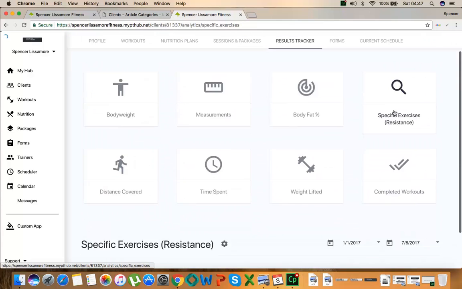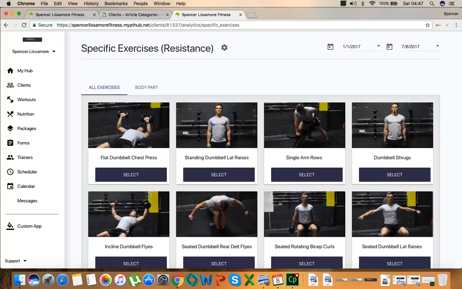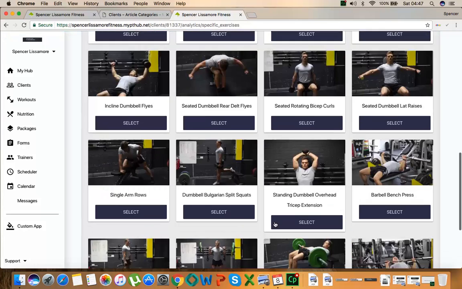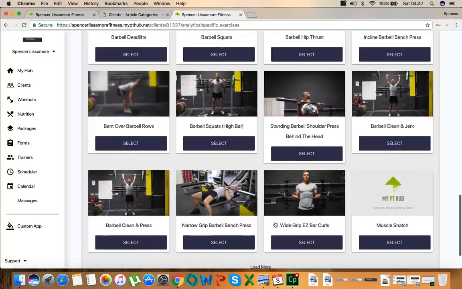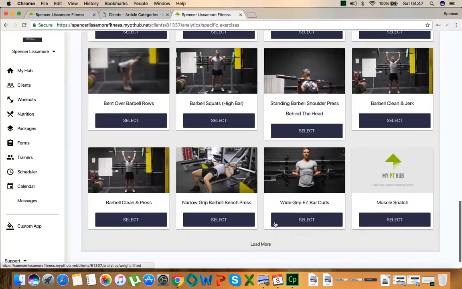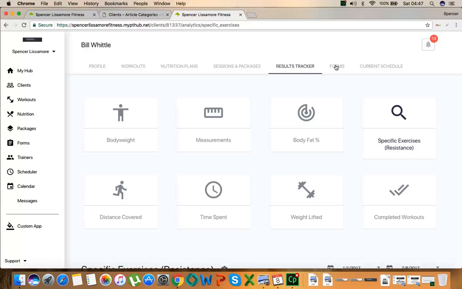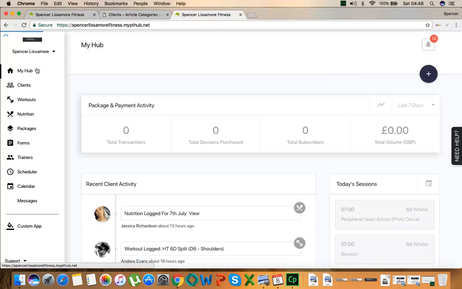So, as we can see, these are all the exercises which Bill has been participating in. Beautiful. Lots and lots of compound movements which are important. Some of these, like muscle snatch, will not have tutorial videos, which you can actually add yourself because they are specific and customized workouts and exercises. Lovely.